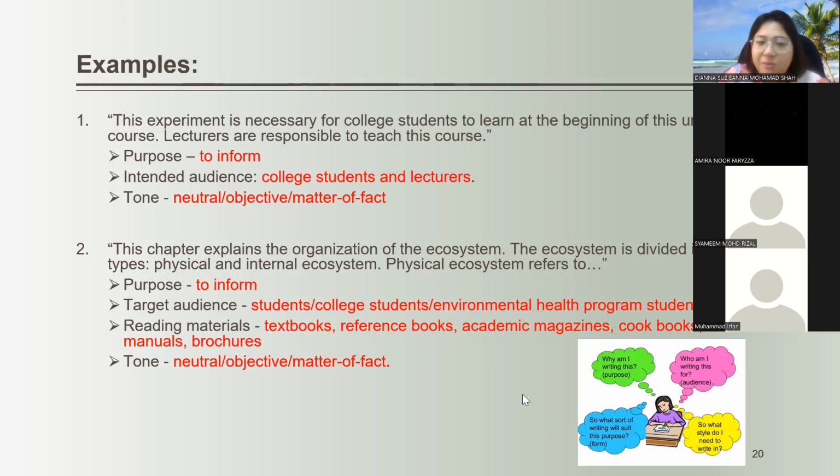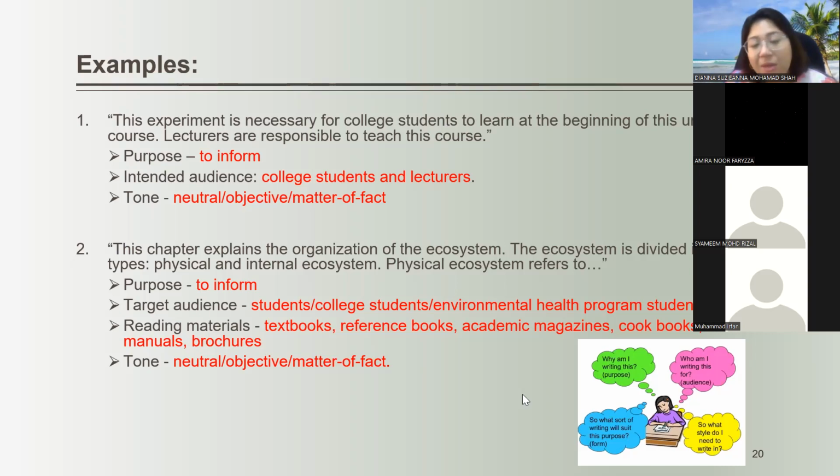Okay, target audience might be students or college students, environmental health program students. Why are we talking about college students? Because of the words explain the organization of the ecosystem. And the ecosystem is divided into 2 types: physical and internet ecosystem. And definitely it involves environmental health program students, because most of them are actually in that ecosystem. I don't think that your topic somehow covers an ecosystem.